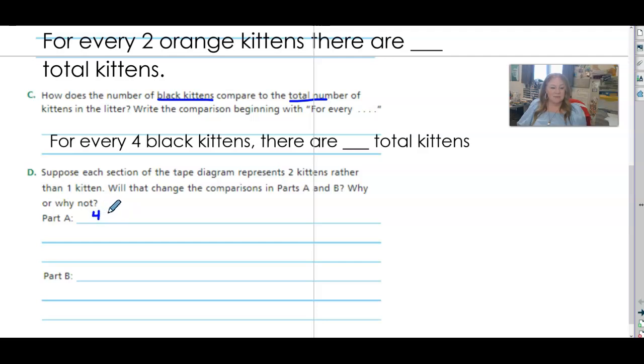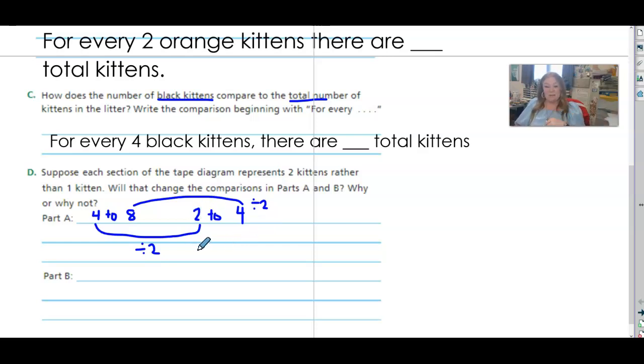So this time it's 4 to 8. Is that different than 2 to 4? So yes, the numbers are different. Is the ratio different? How do I get from 2 to 4? Well, we times by 2. How did we get from 4 to 8? Well, we times by 2. So going back, we divided by 2 to get from 4 to 2, and to get from 8 to 4, we divided by 2. So even though the numbers are different, it is the same ratio because we did the same thing to them.